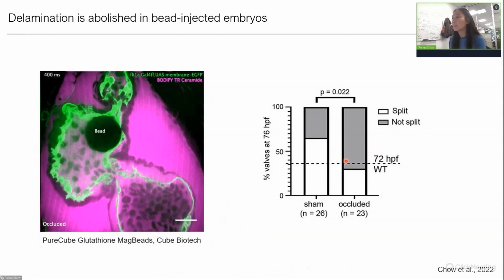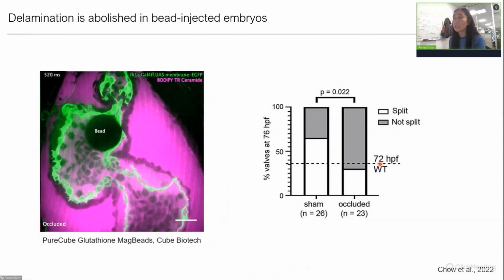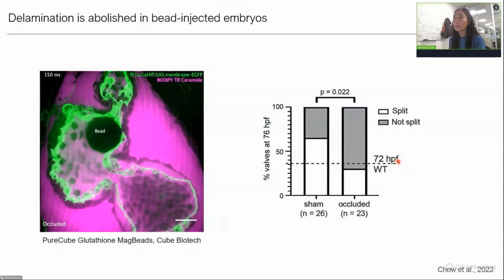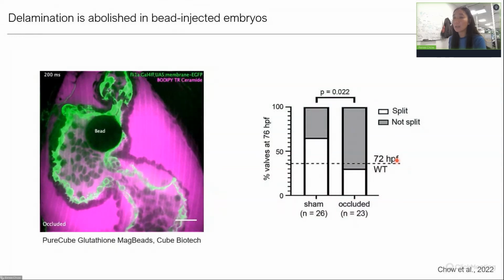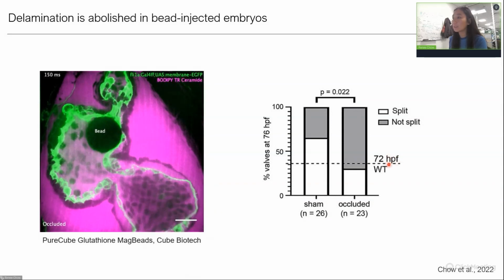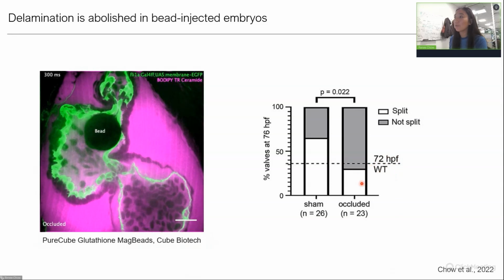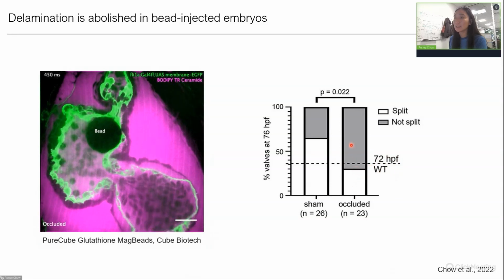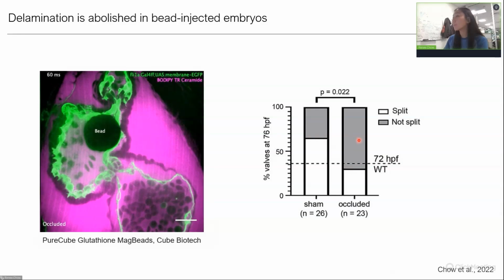So at 72 hours post-fertilization, I expect some of these valves to have already formed valve leaflets. But if I inject a bead at this time point, then there is no further splitting of the valve leaflet.